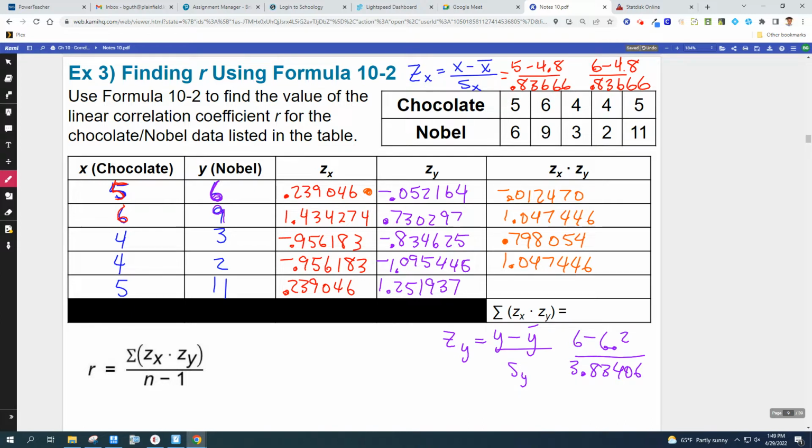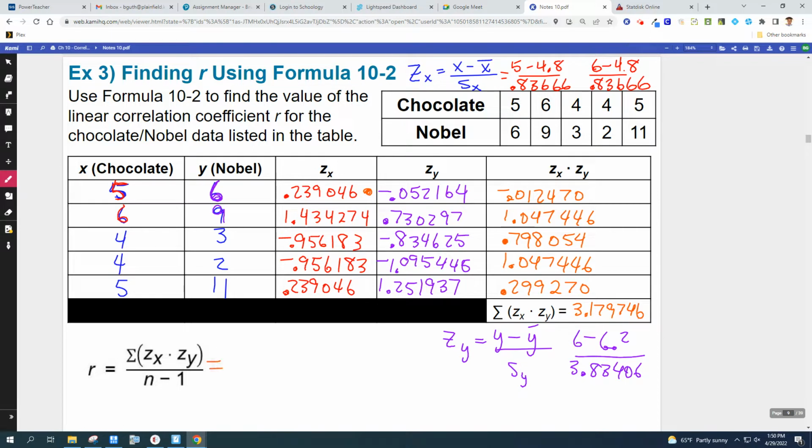That seems pretty hard to believe. 2.299270. Right, so I found all those products, and I need to do the sigma, so I add those numbers up, and I get 3.179746. Whew, it's a lot of work. That's a lot of work that I don't want to do.